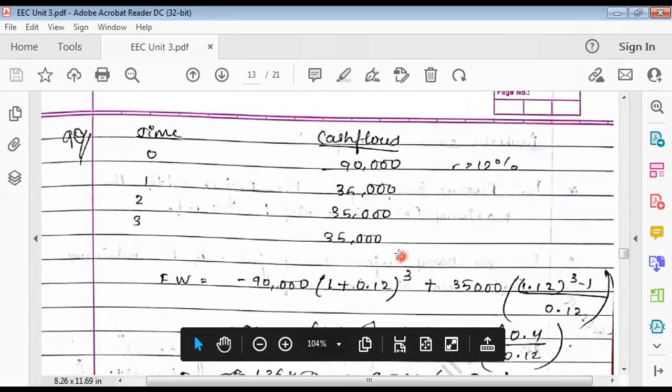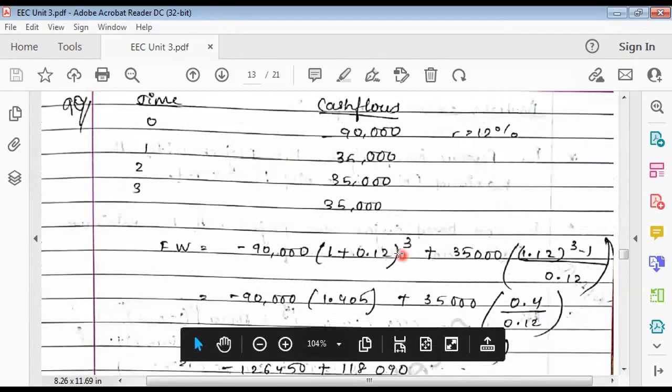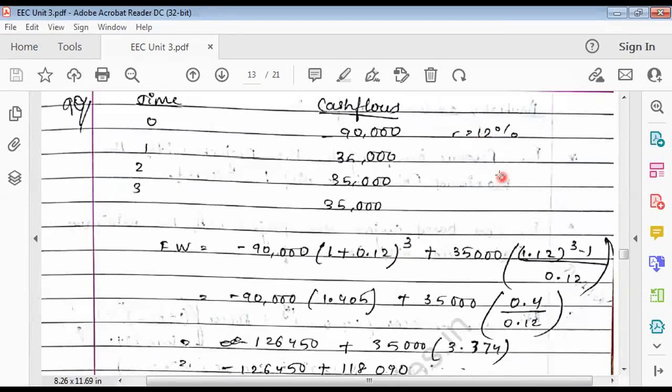You see, 0, 1, 2, 3. Cash flows are like this: minus 90,000, then 35,000 each for the next 3 years. So you expect to get a return of 35,000 in each of the next 3 years. And look at the solution. R is the same, 12%. So look at the solution and you should find it absolutely easy.